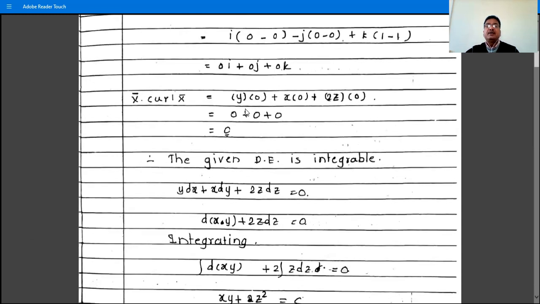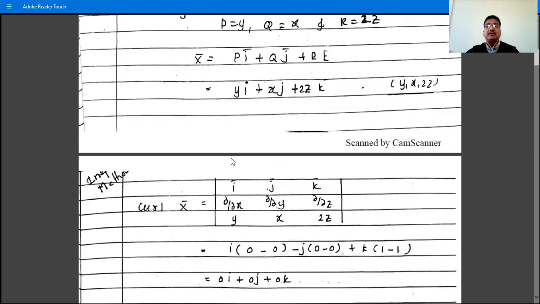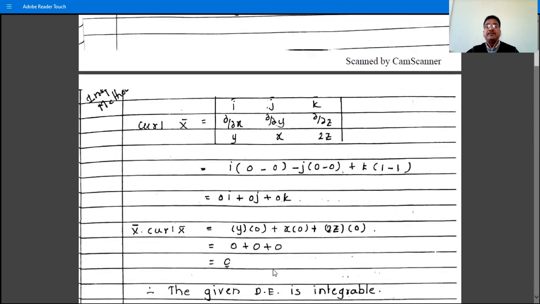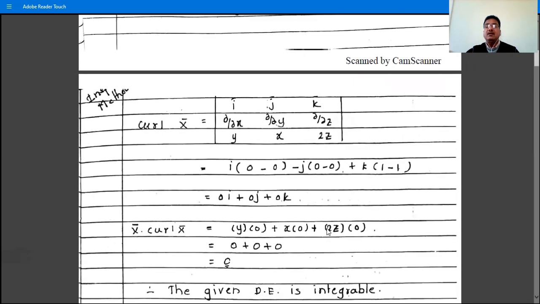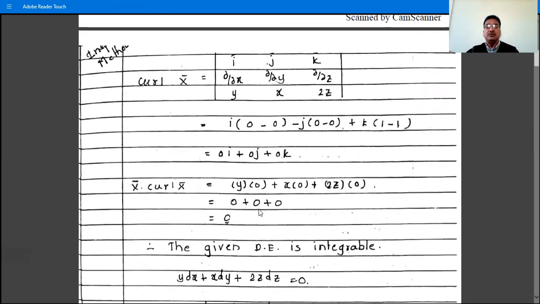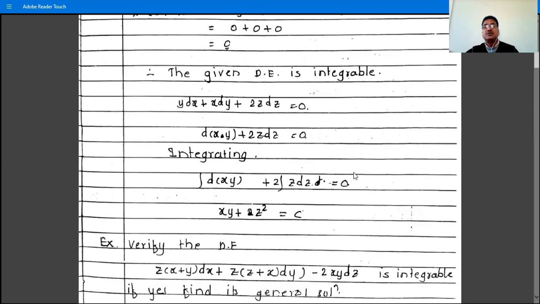Then x bar dot curl x bar: the dot product of two vectors is the sum of the products of the coefficients. So y into 0 plus x into 0 plus 2z into 0, and the answer is 0 plus 0 plus 0, which is 0. Therefore the given differential equation is integrable. Now we have to find its solution.